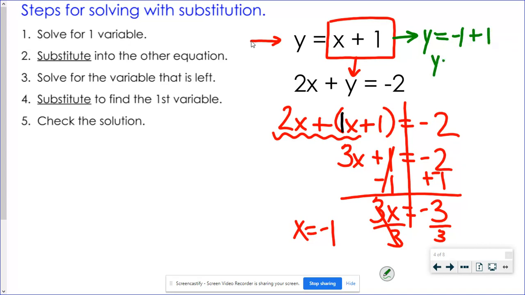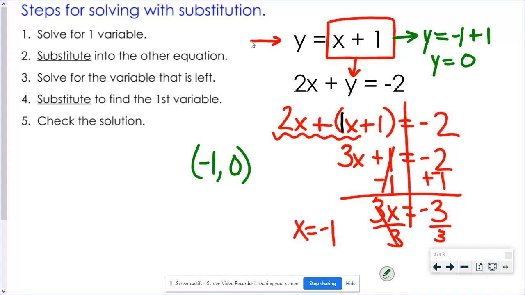So y equals -1 plus 1 is just 0. My ordered pair for this problem, remember ordered pairs are always x and then y, -1, 0. Make sure you're taking those two variables, putting them back together into one ordered pair.